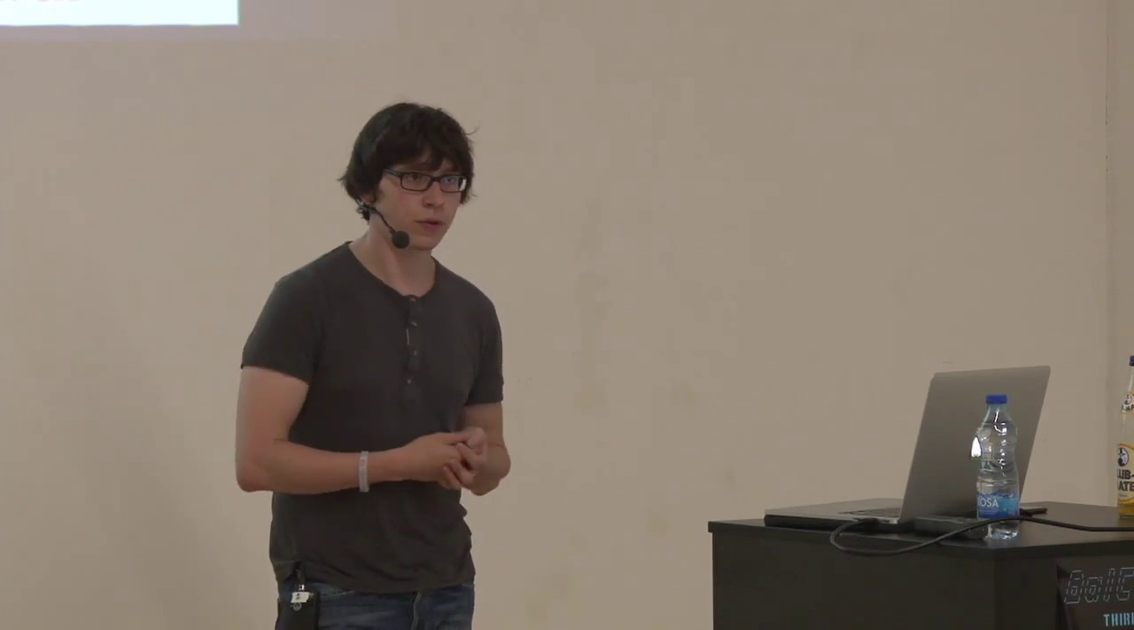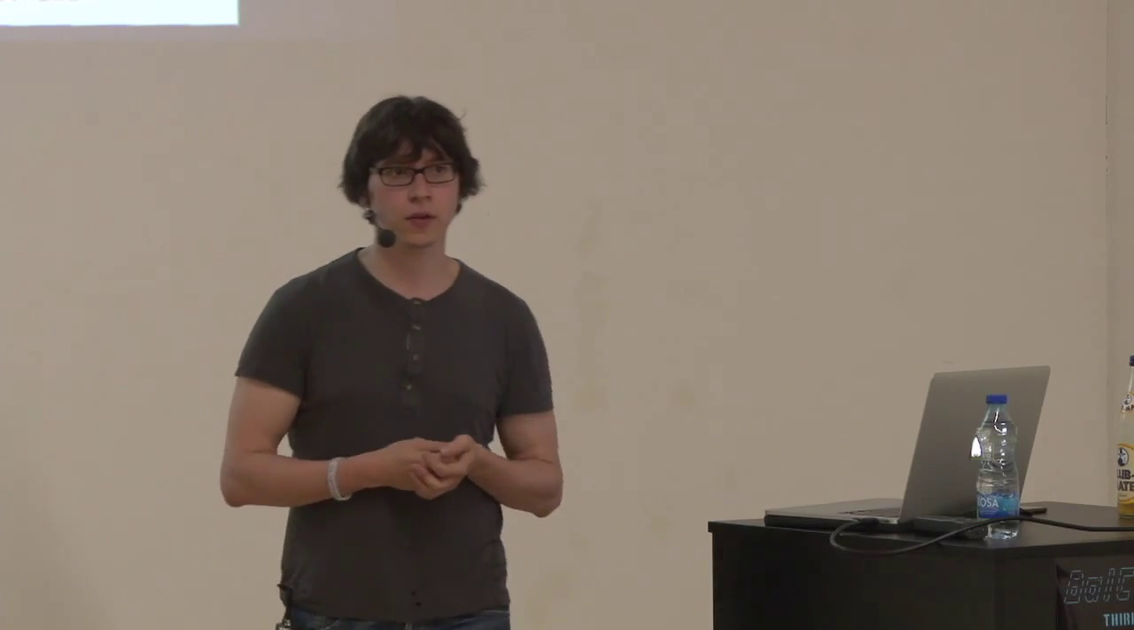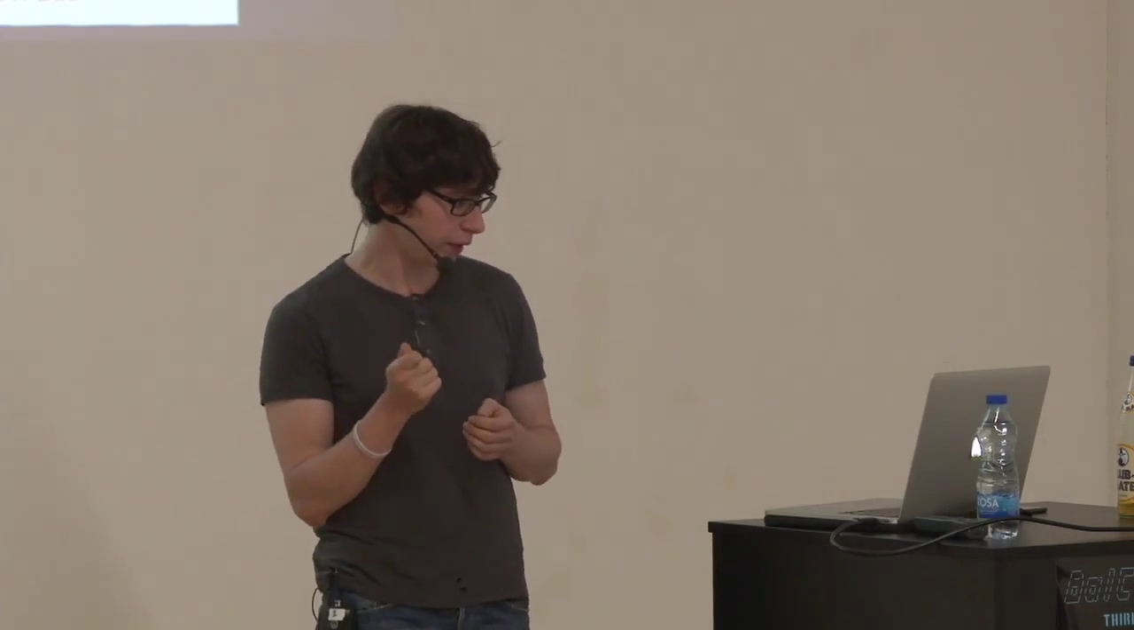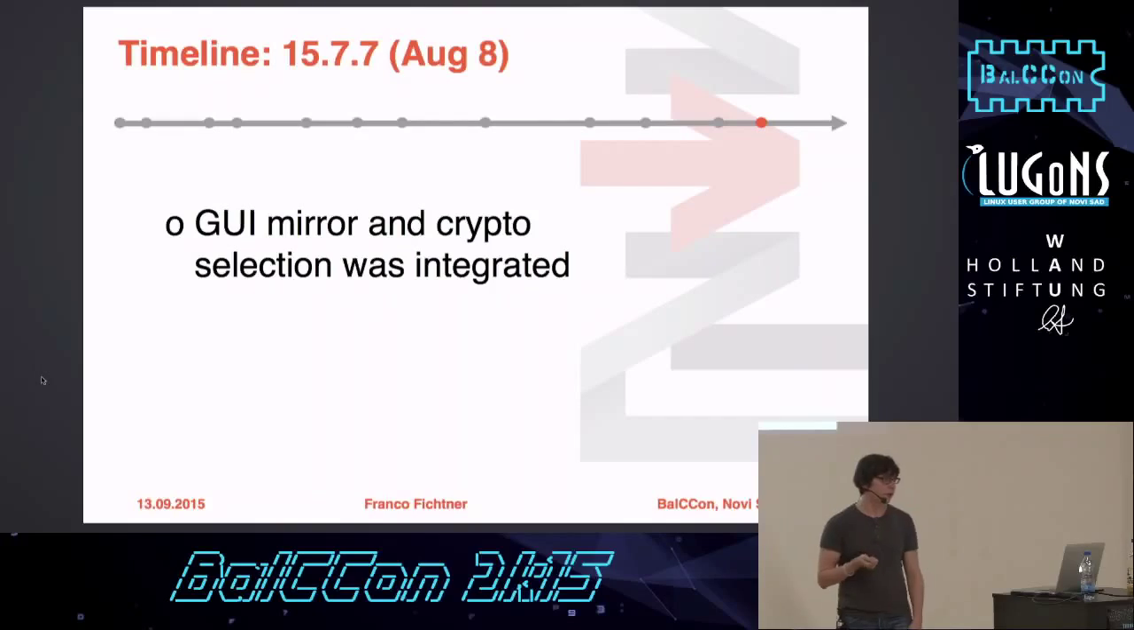So now you can choose a mirror in the United States, East Coast, West Coast, in Sweden. We have a mirror in France, Amsterdam, Frankfurt, and also China. And with this piece, we went into the next iteration and added the GUI mirror and crypto selection into the GUI. So everything that we promised that we would have in the second major release, we had at this point, which is still okay for users.